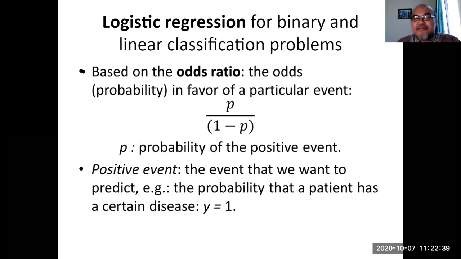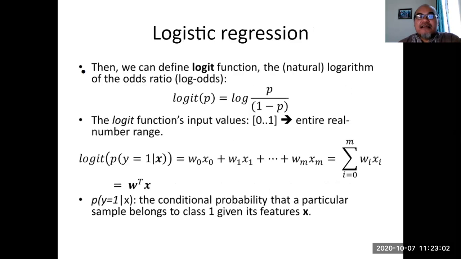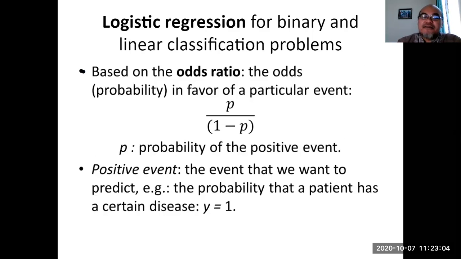The positive event here is the event that we want to predict, for example, the probability that a patient has a certain disease. Okay, so P equals 0.85, and 1 minus P will be equal to 0.15. This is into 2 different classes. Then y equals 1 here means the class will be classified as 1, for example.